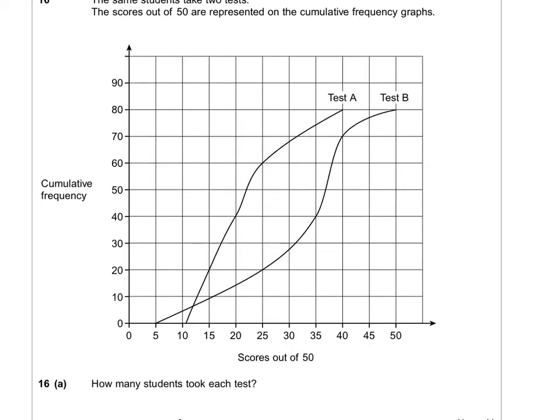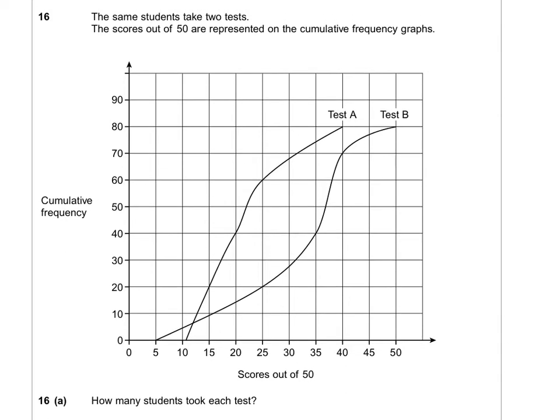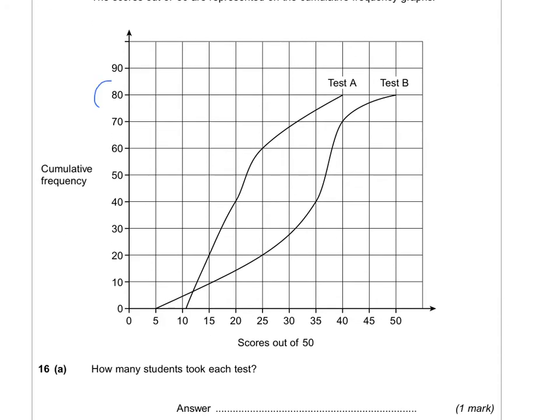Question 16, Part A. How many students took each test? Well, we can see that the highest value on the cumulative frequency scale is 80, which means that 80 students took each test.